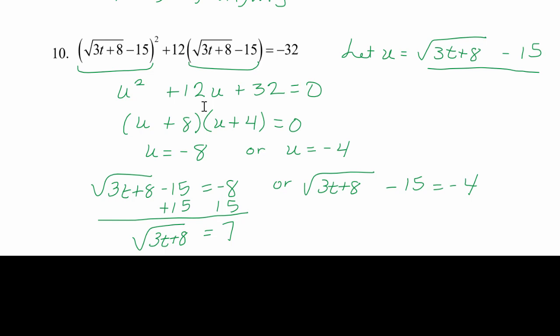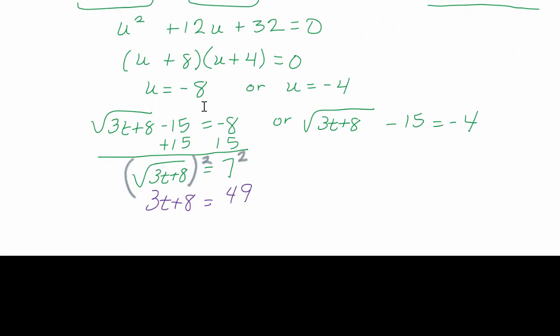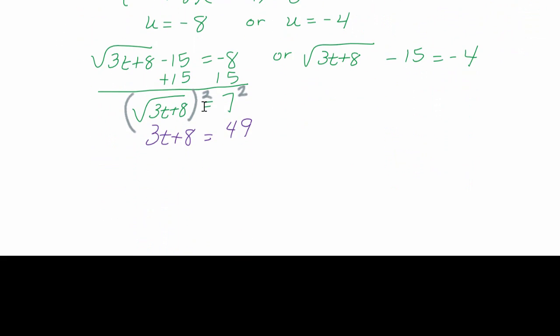And now we're going to square both sides to solve this radical equation. So here we have 3t plus 8, because squaring a square root, these are inverse operations, and they undo each other. And here we have a 49. So we're going to continue solving for t here, and subtract 8 from both sides. So 3t equals 41, and divide by 3. So we get 41 thirds. We're going to have to check that.